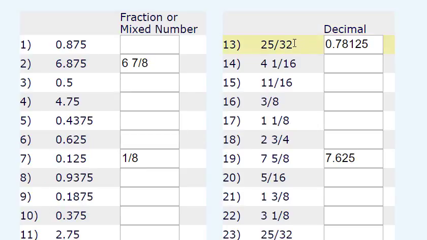Right here we have 25 over 32. In order to get this number, we simply take 25 and divide it by 32. In this number down here, we can take 5 divided by 8 in order to get the 0.625, and we put the 7, the whole number, in front of it so that this value here is the same as this value over here.